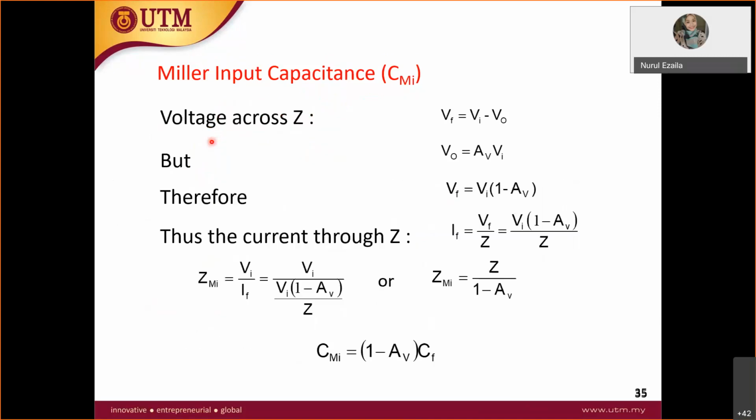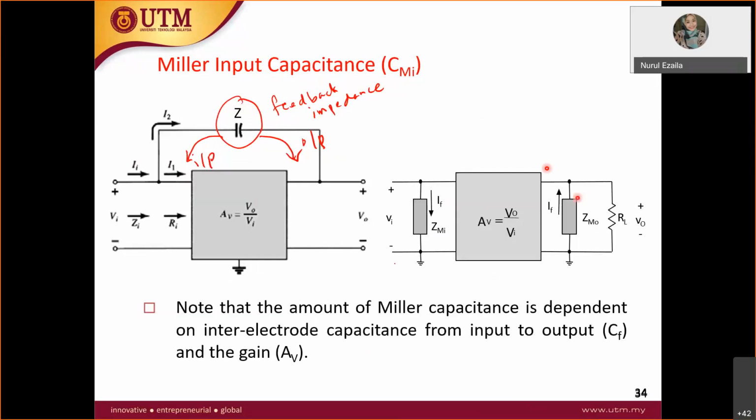Okay, so the voltage across Z, this one, voltage across Z. For example, if you have here plus minus VF, so this is feedback. We put this as feedback, for example. So how do you find this VF? How to get VF?